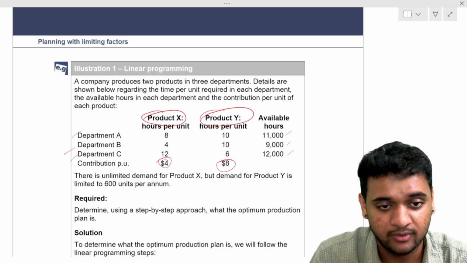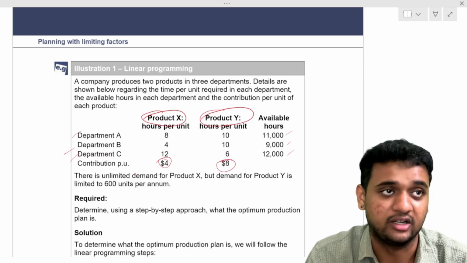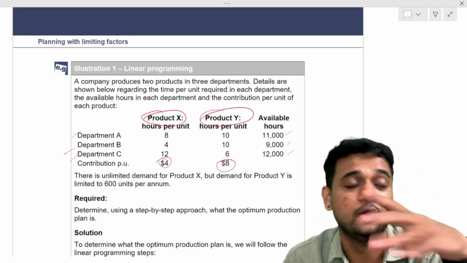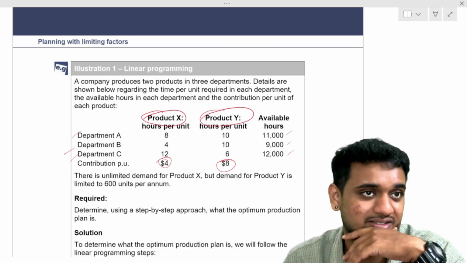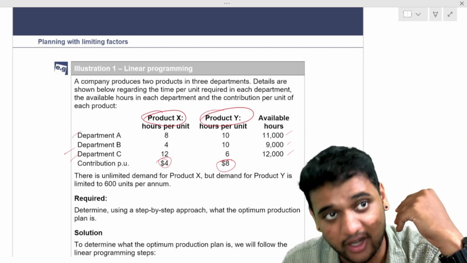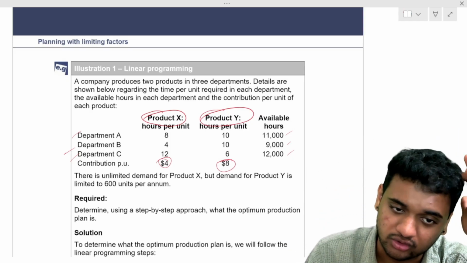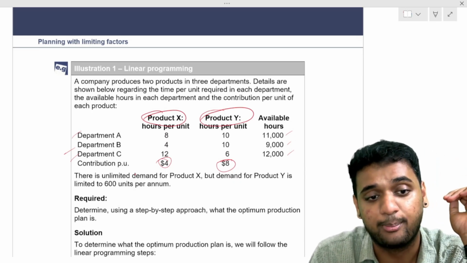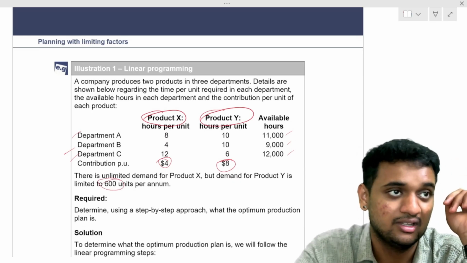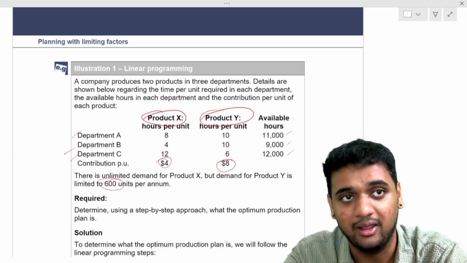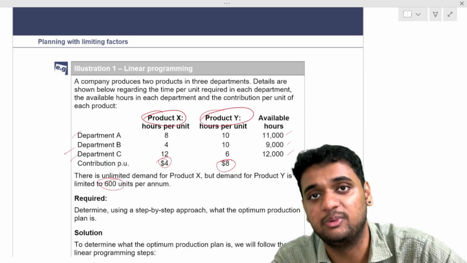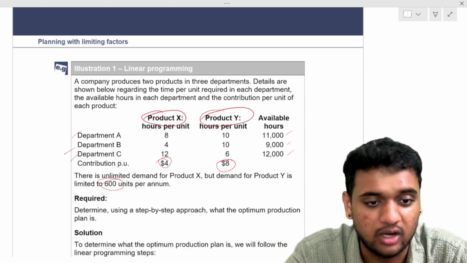What they have given is, there is an unlimited demand of product X. That means how much ever you produce, people are ready to buy product X. If you produce 10,000 units, people are ready to buy 10,000 units. If you produce 5,000 units, people are ready to buy 5,000 units. But the demand for product Y is only 600 units. X you can produce how much ever you want, people will buy. But Y only 600 units, people will buy from you. This is what is given to us.